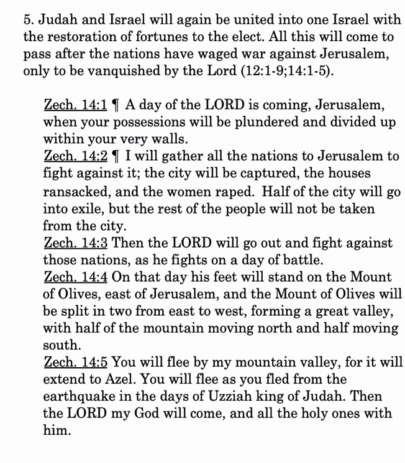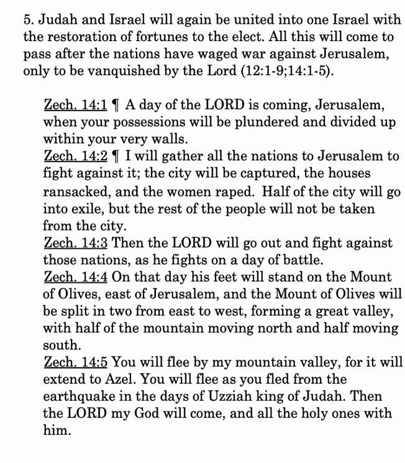On that day, his feet will stand on the Mount of Olives, east of Jerusalem, and the Mount of Olives will be split in two from east to west, forming a great valley with half of the mountain moving north and half moving south. So the Mount of Olives basically splits. The people escape through that valley.